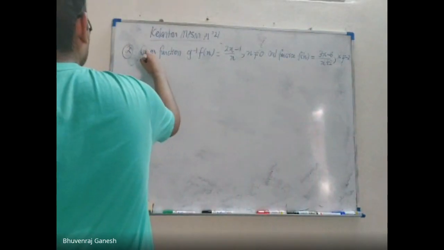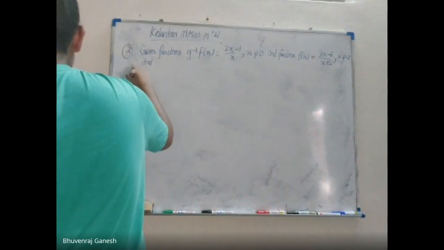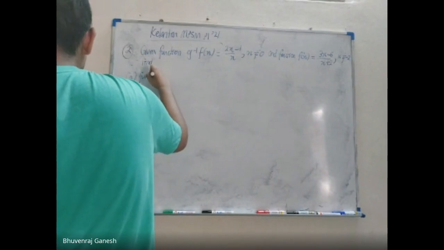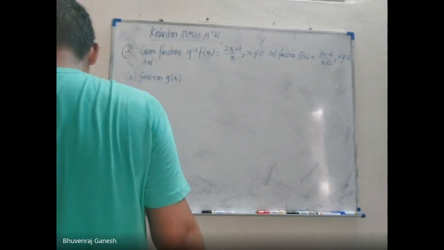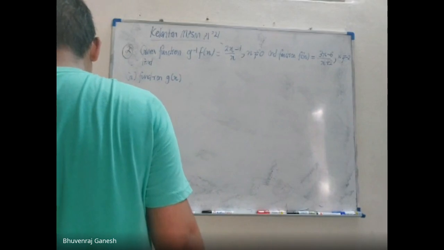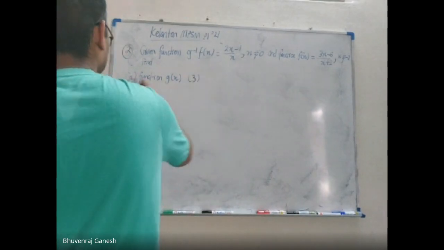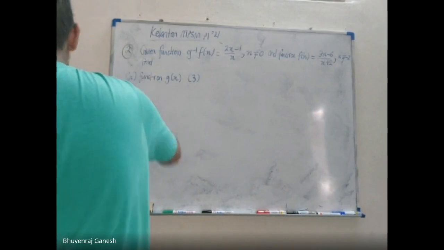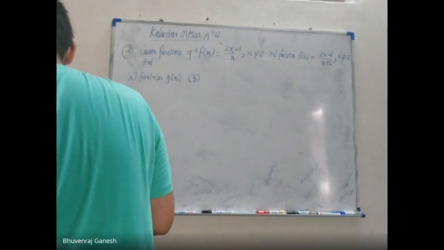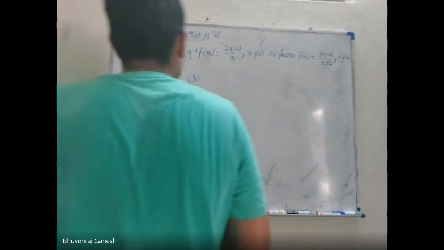So first part, they ask you to find the function gx. And the next part, they ask you to find, this is 3 marks. Part B is, never mind, we do part A first. So first one is, we have to use the info here, of course.